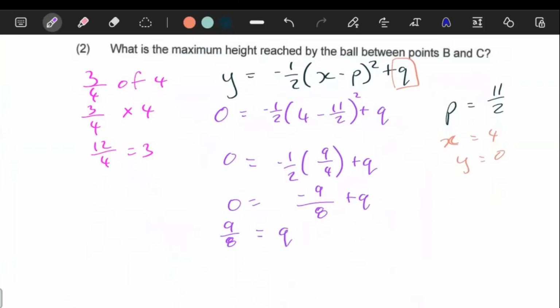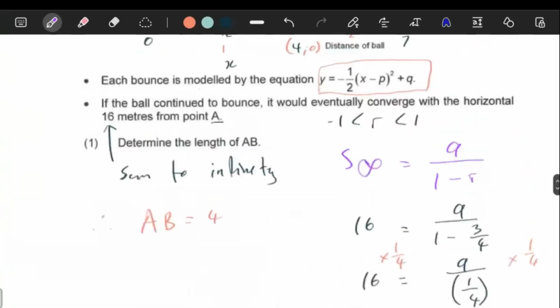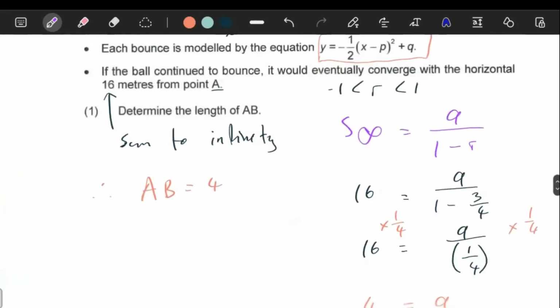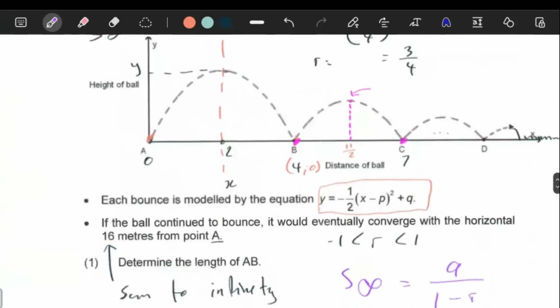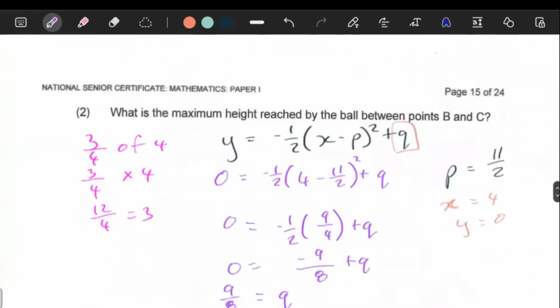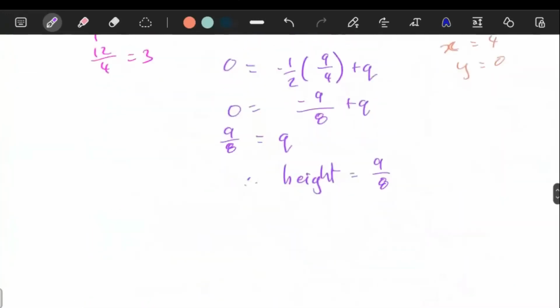So therefore, the height is equal to 9/8. There we go. That's your height of BC. So quite an interesting question. Nothing crazy, nothing major. The fortunate thing is we just have to remember that this is all happening on a Cartesian plane. Let's move on.